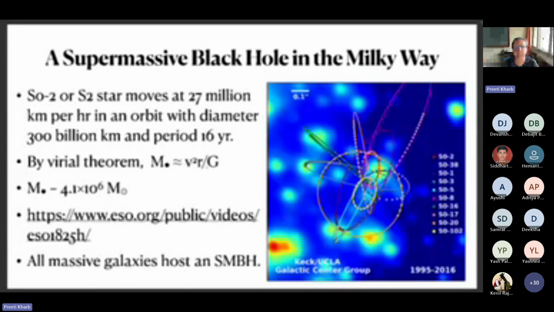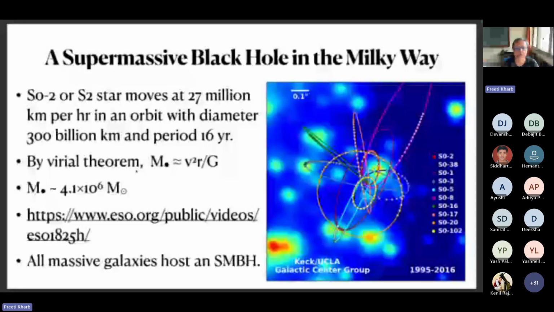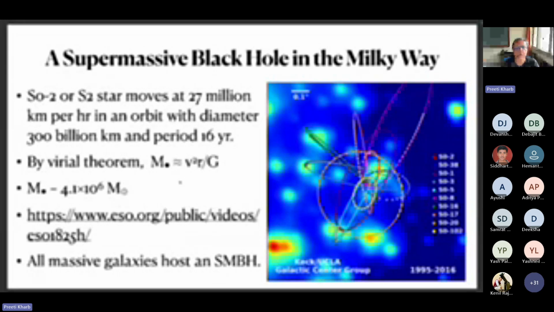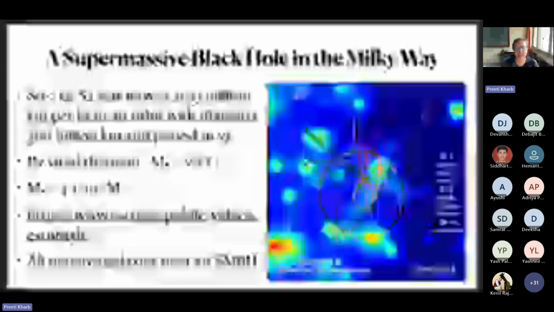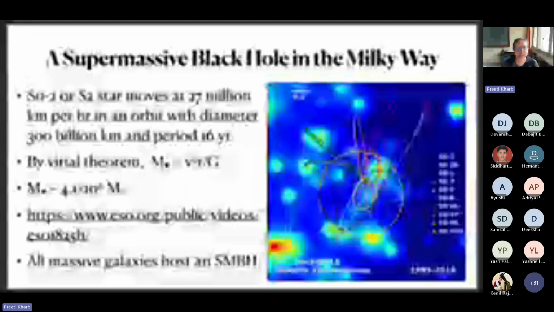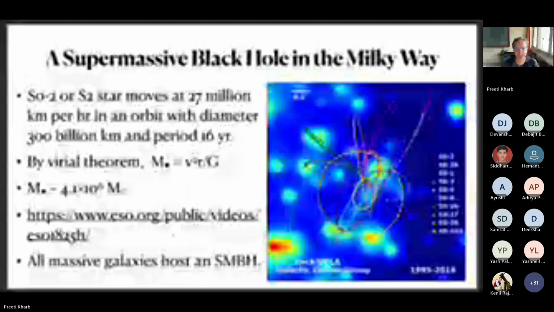So you have V and R and the gravitational constant. And you can find that these stars are moving around a mass which is 4.1 times 10 to the 6 solar masses. And this is the mass of the supermassive black hole in our own galaxy. I would encourage everybody who's interested in this to also look at these videos of actual stellar motions, which are provided at this ESO website.